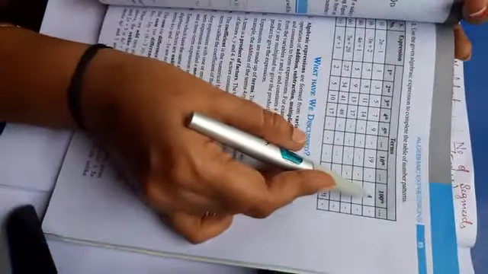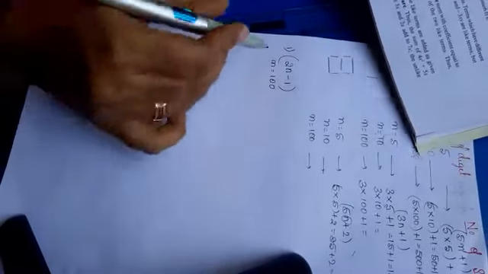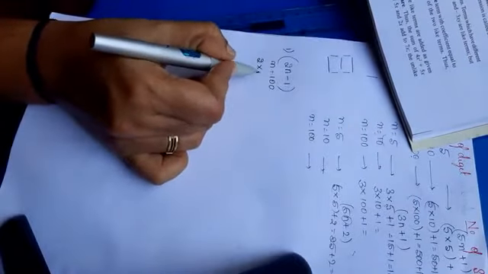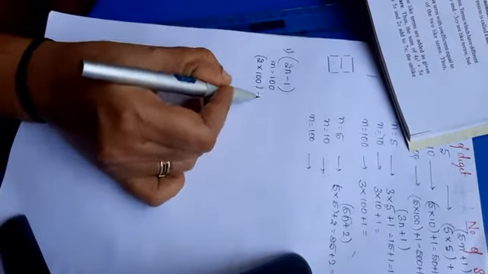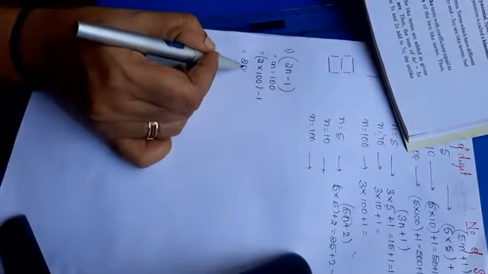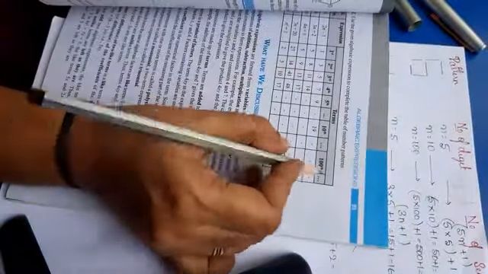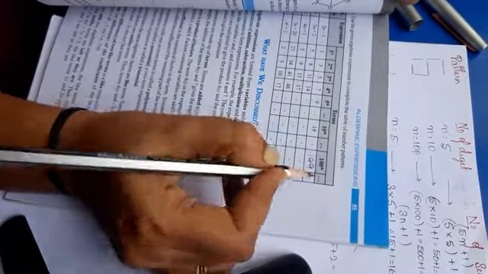Here, which should I find out? When n equals 100. So put n equals 100. Right. So when I substitute n equals 100, 2 into n is 100, minus 1. So 2 into 100 is 200, minus 1. So 200 minus 1 is 199. So here the answer will be 199.